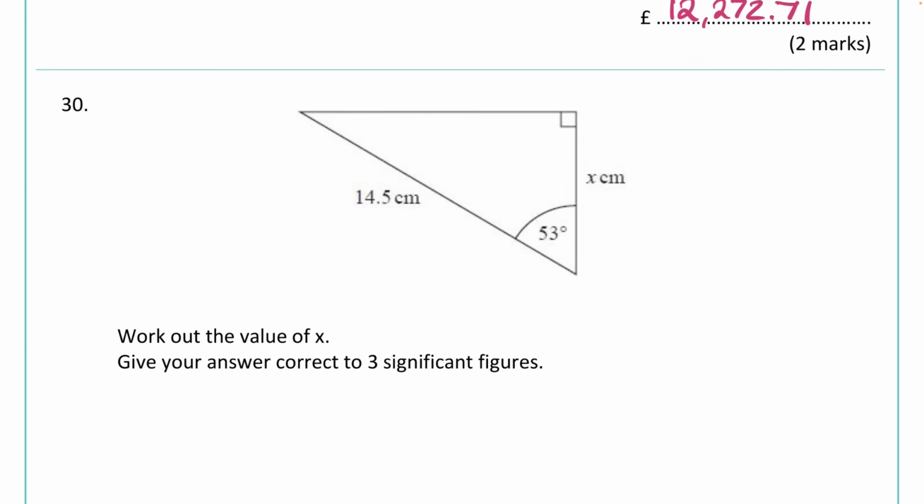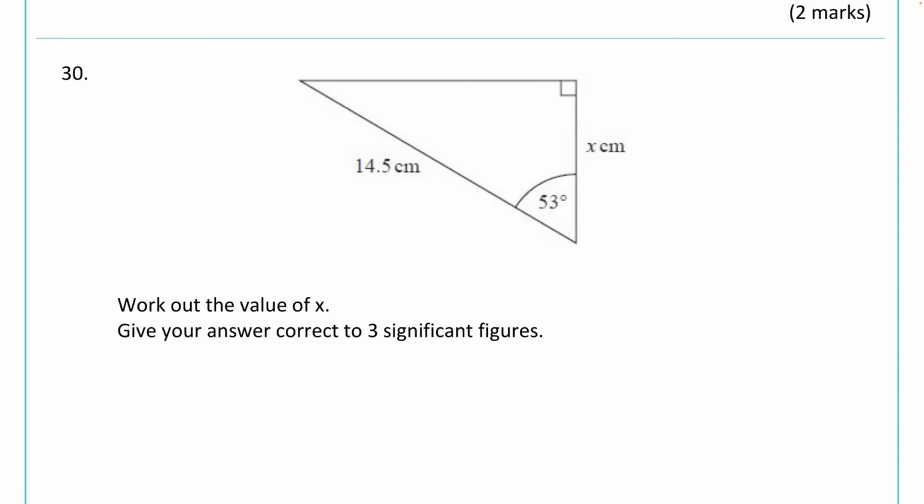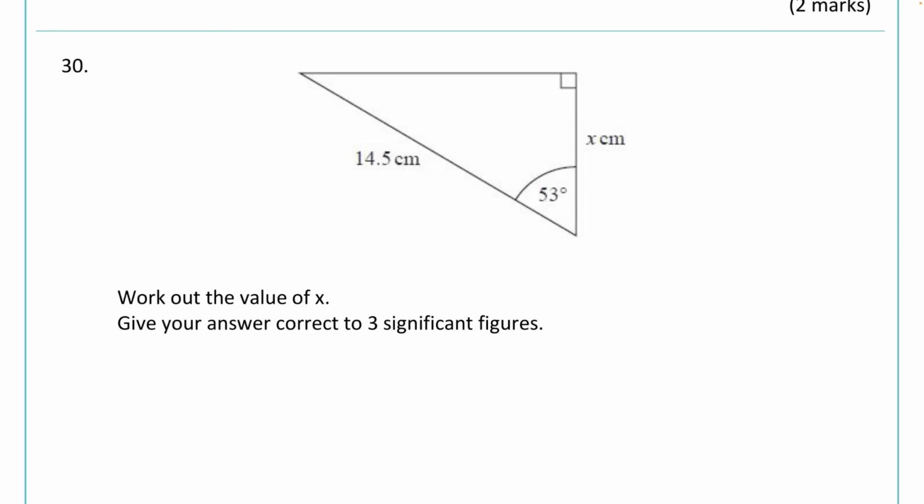Okay, so on to our next question, where it looks like we're going to be doing some Pythagoras or SOHCAHTOA. It says work out the value of x, which is this side length. In order to use Pythagoras, we need at least 2 side lengths, and we don't, we only have the one, and that's why we're given the angle. So we're given this angle of 53 because we can use trigonometry for this. So it says give your answer correct to 3 significant figures. Well, we'll figure that out at the end.